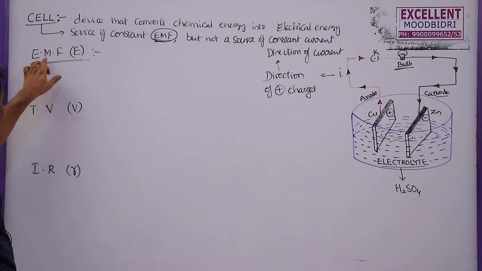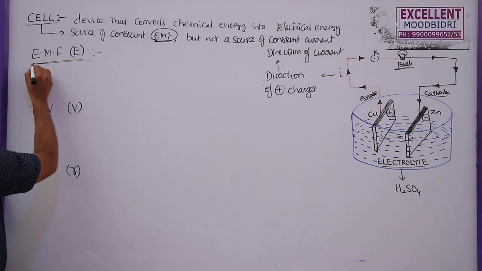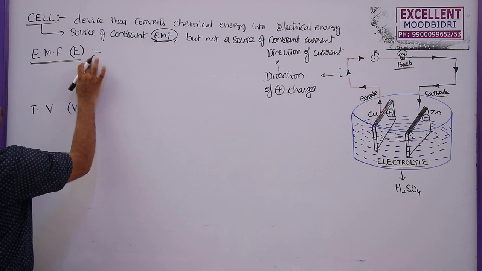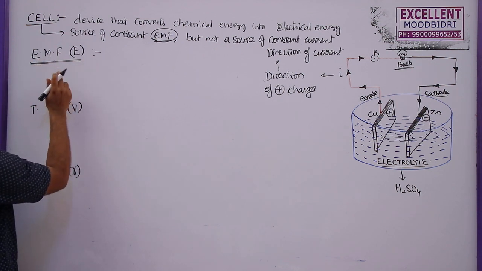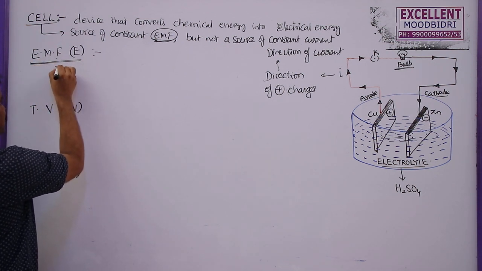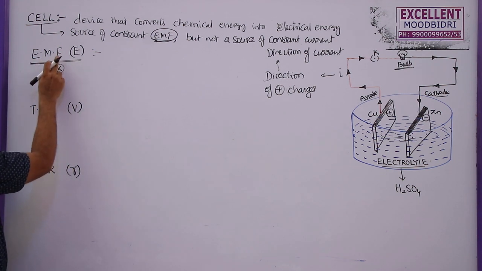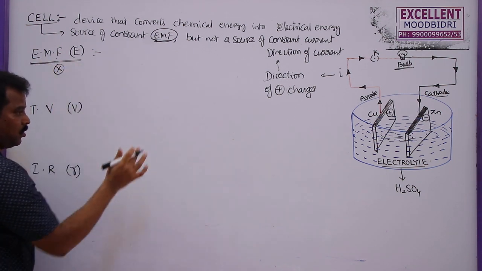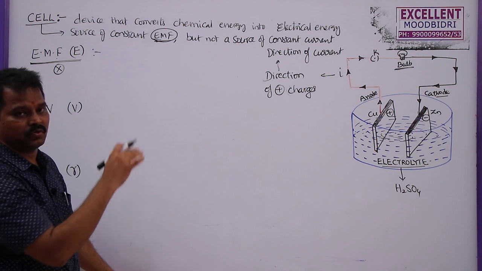Now what is this electromotive force? Scientists thought that this is a force required to move the electrons through the circuit, but afterwards they used this term without changing it, electromotive force. This is not a force, remember this, EMF is not a force, EMF is the work done to move the charges through the circuit.